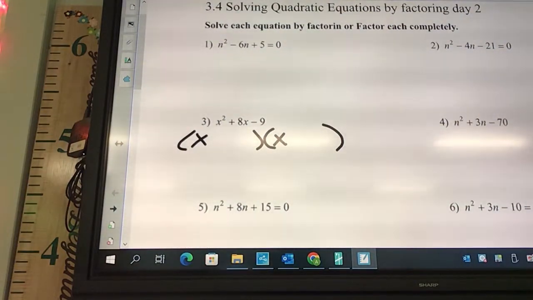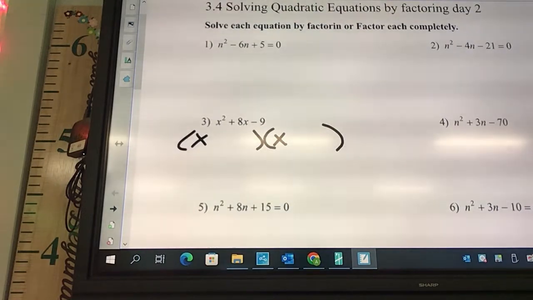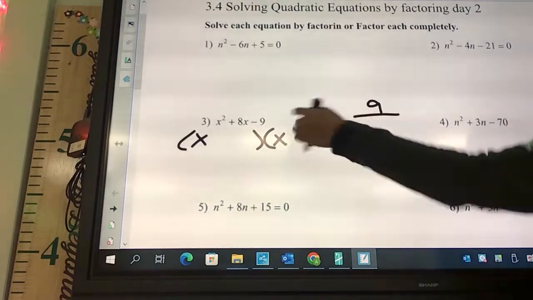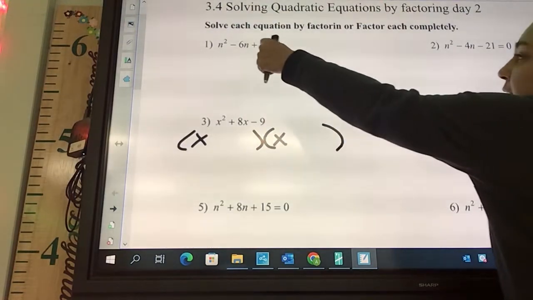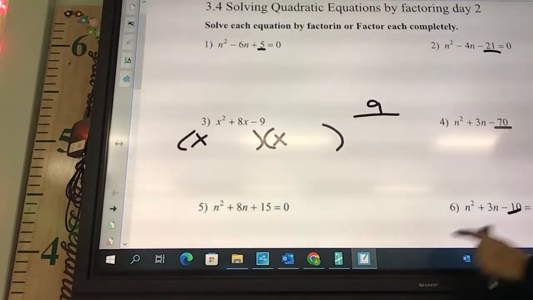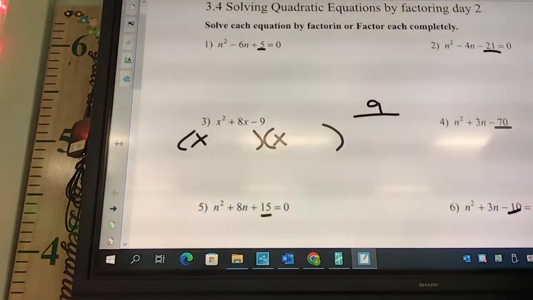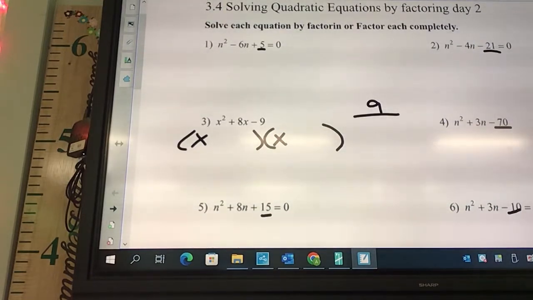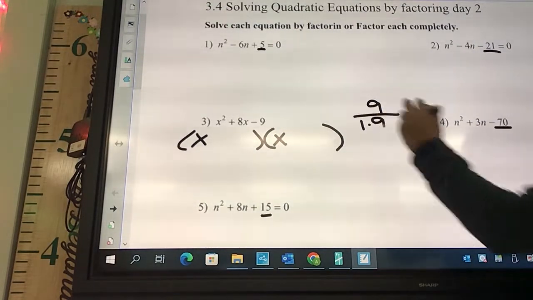Okay, and then what would be our next step? List the factors of 9. Okay, so we say 9, which is always going to be this last number. So in this case, it's really the 5, the 21, the 70, the 10, the 15, okay? And what's our first one always on the list? 1 and 9, okay? 1 and whatever number's there. So we say 1 and 9.